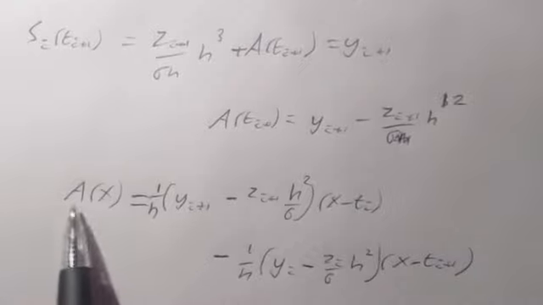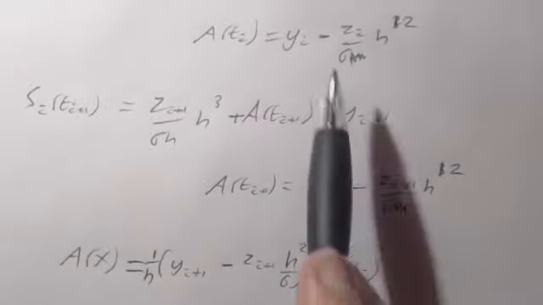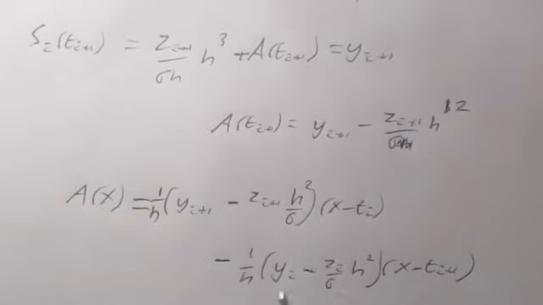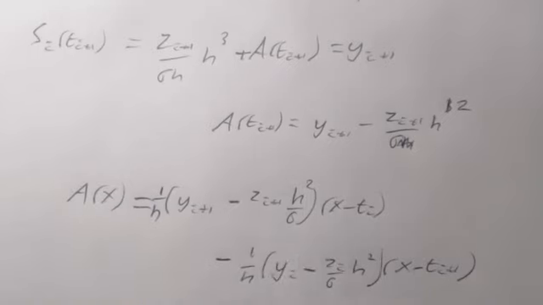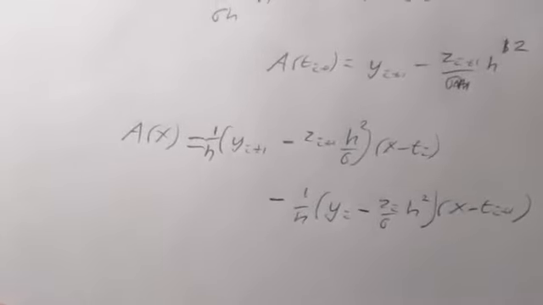Yeah, we just check. So a at ti, this is going to be minus h over h, so we just get this bit, which is what we're supposed to get. And a at ti plus 1, this is 0, you just get h over h, so you just get this bit here. So yeah, that's right. So we have worked out what si must be.